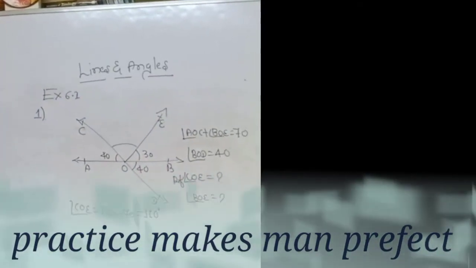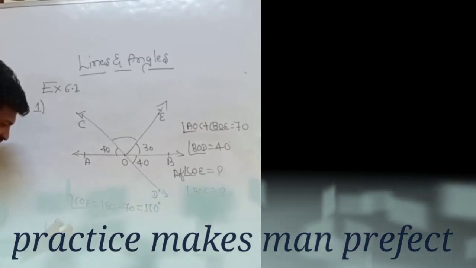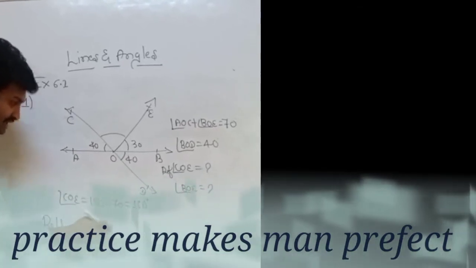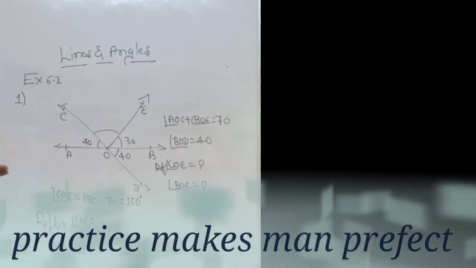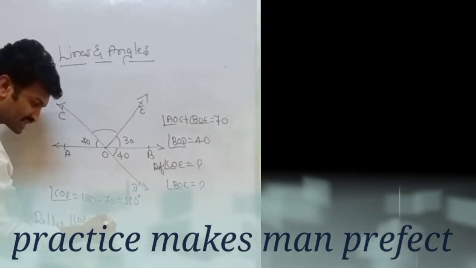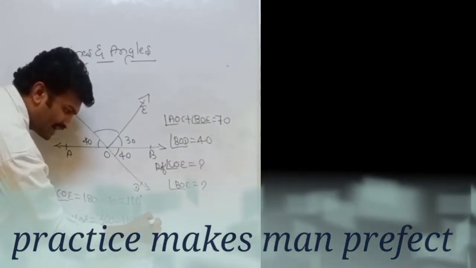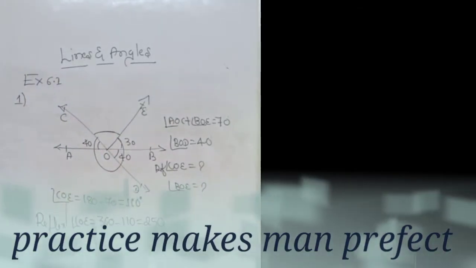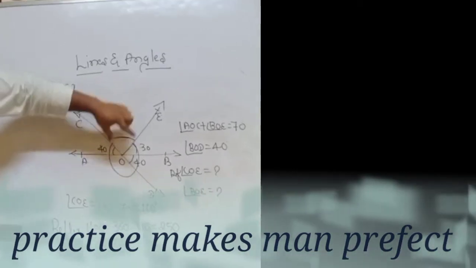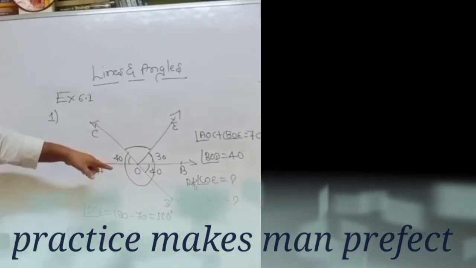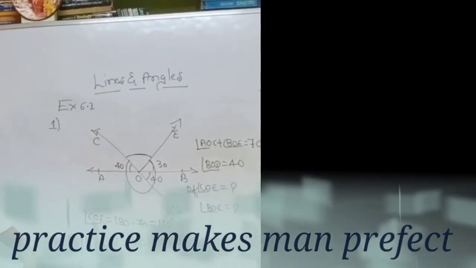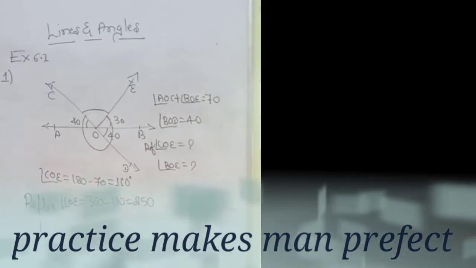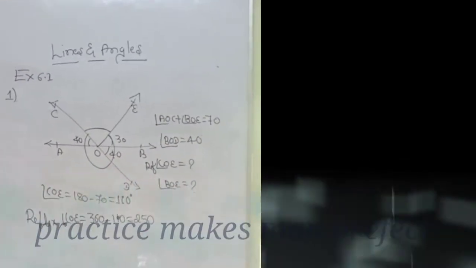Then how to find the reflex of COE? Reflex means more than 180 and less than 360, right? From 360 we have to subtract this 110. We'll get the value of the reflex of COE. Okay? Reflex of COE equals 360 minus COE. This is how we have to find the value of BOE and the reflex of the angle COE.